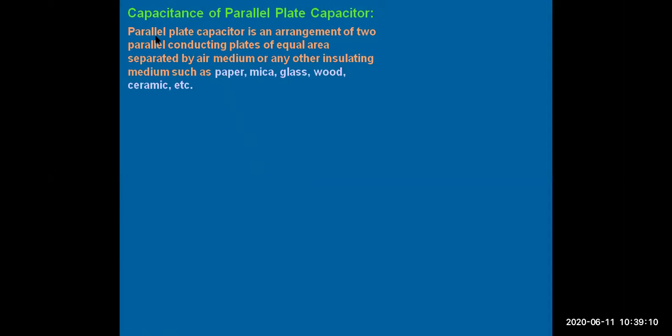If you want the definition for a parallel plate capacitor, it is the arrangement of two parallel conducting plates of equal area separated by air, as we saw now, or any other insulating medium. We can have a paper in between, or we can have mica. Mica is a material like a sheet, or you can have glass, wood, ceramic, or anything else. But for our explanation, we take air as the medium.